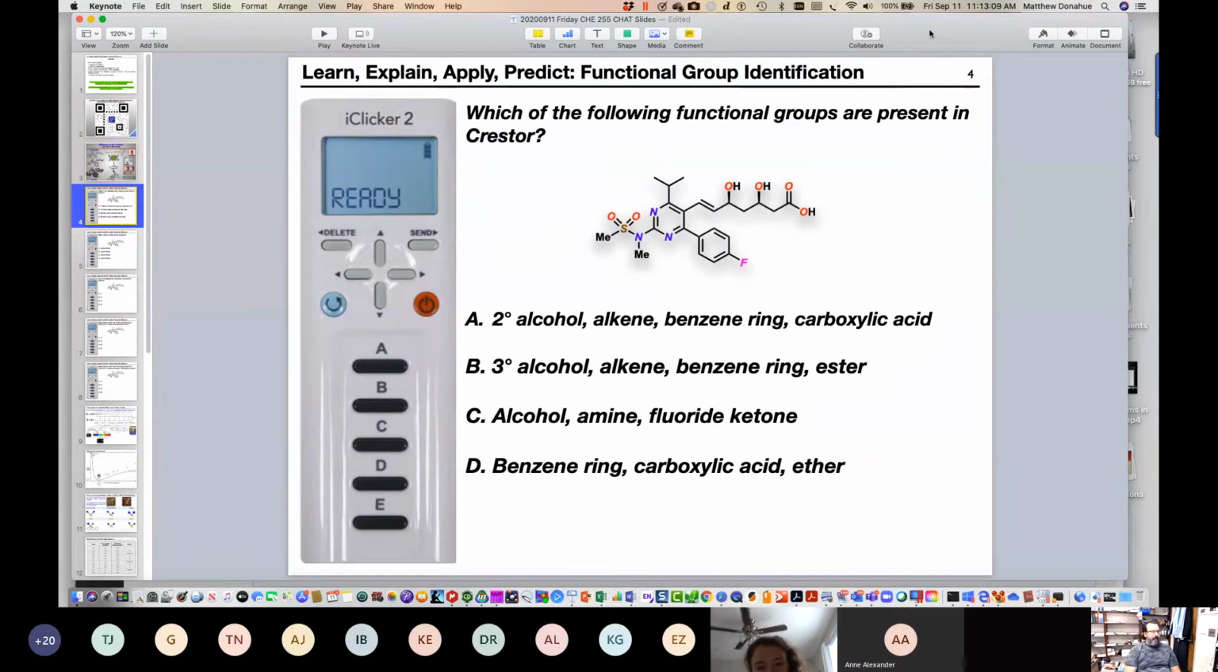So by the responses, it looks like A is the best choice. Again, let's go through here. We have a carboxylic acid in this part of the molecule. We have some alcohols. They end up being secondary alcohols.